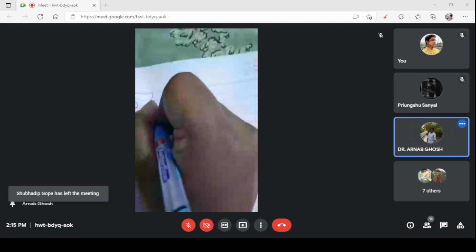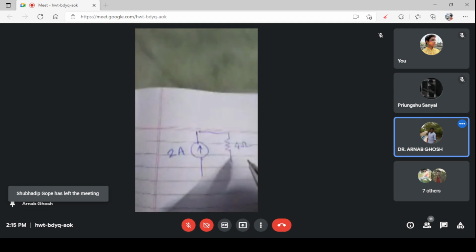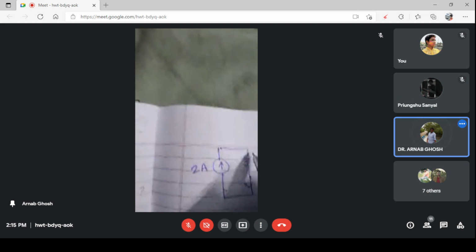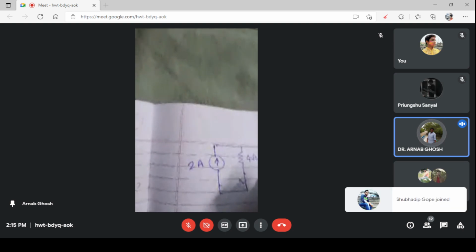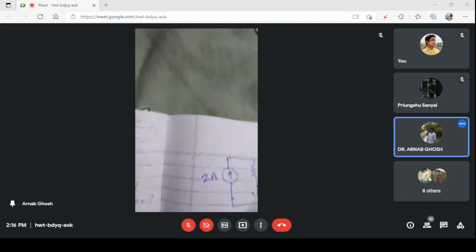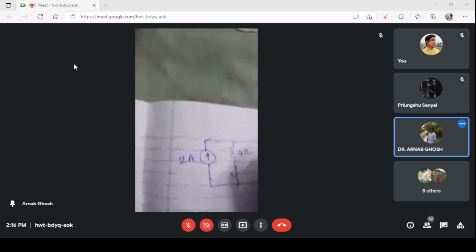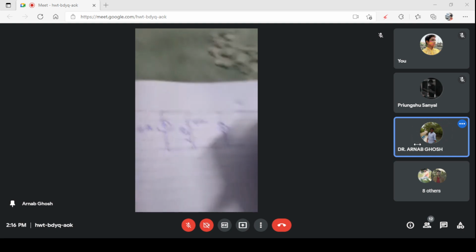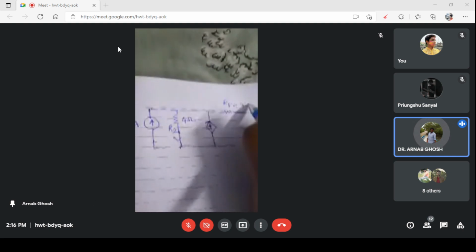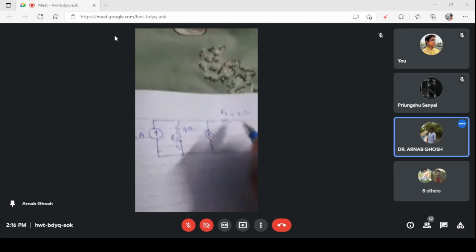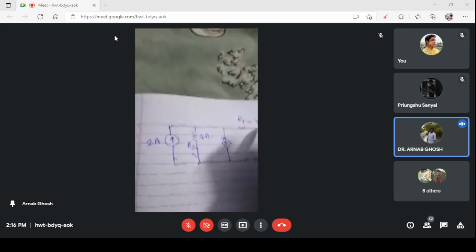4 ohms here, and here you are having a dependent source. Say this is R1, this is R2, and this R1 is equal to 4 ohm, right? And you have between X and Y.